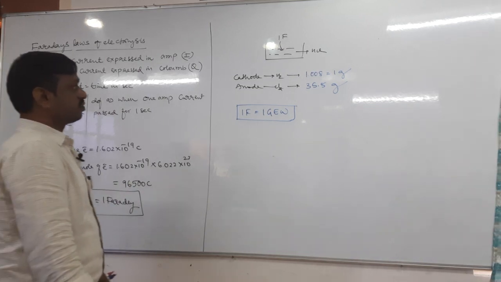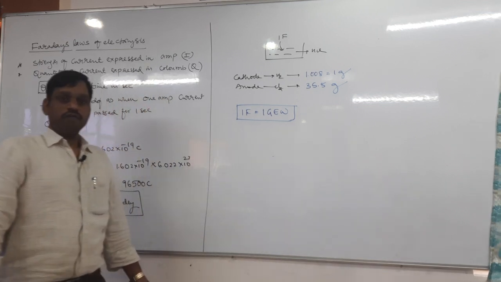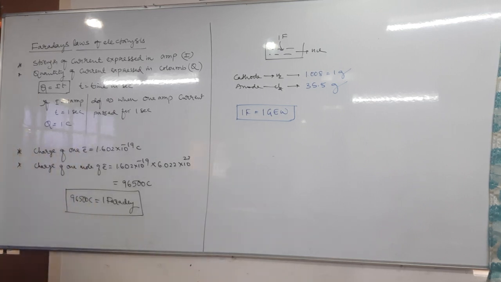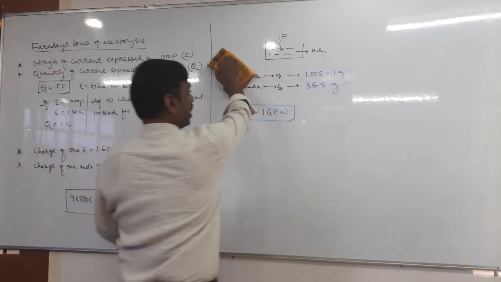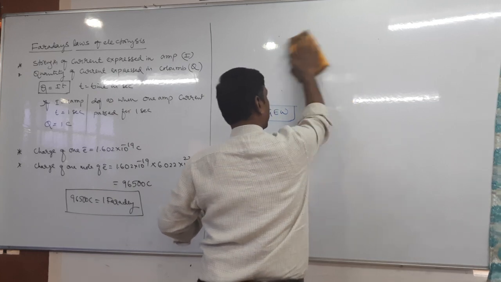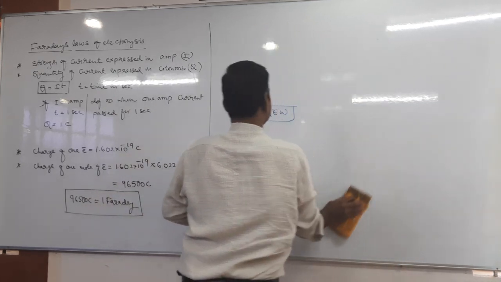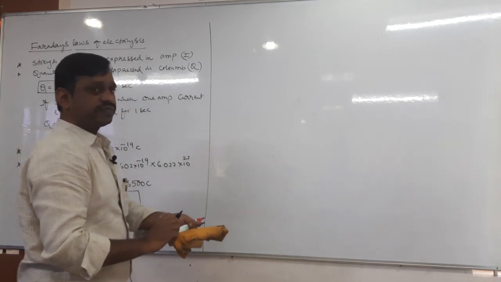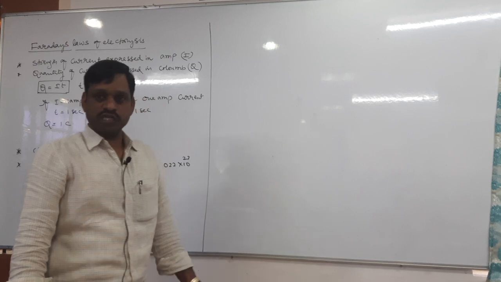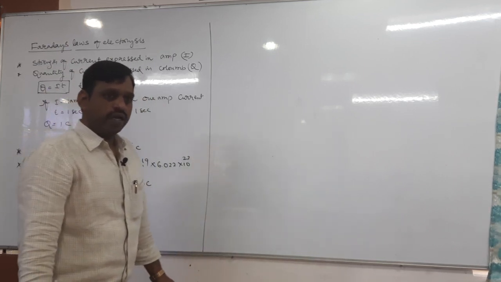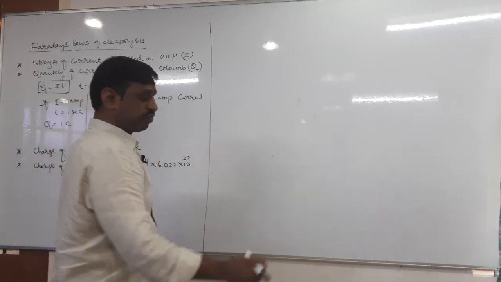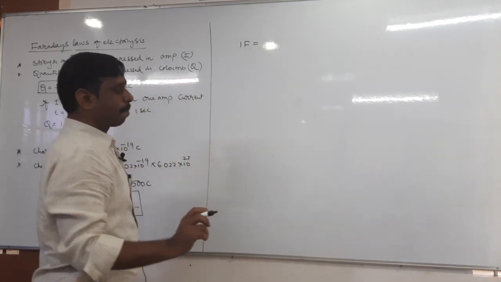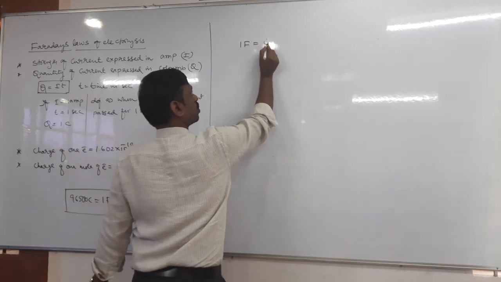Next. When 1 Faraday of electric current is passed through an electrolytic solution, it deposits or liberates the gram equivalent weight of any substance at the respective electrode. That is, 1 Faraday is equal to the gram equivalent weight.